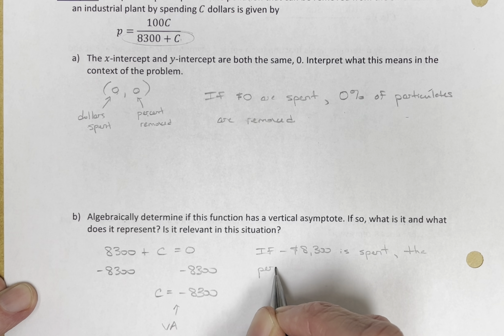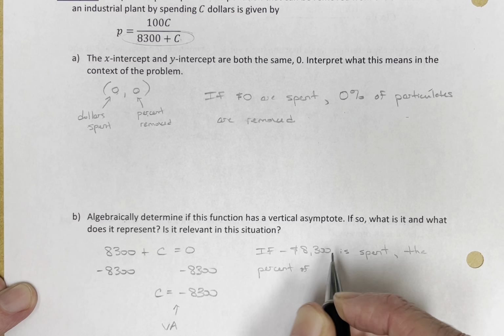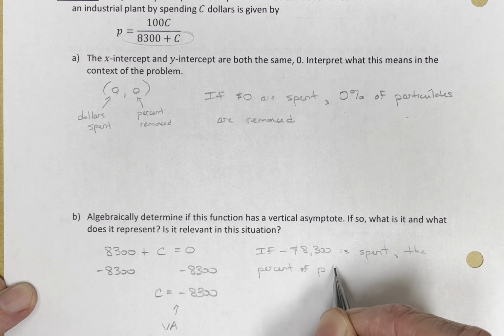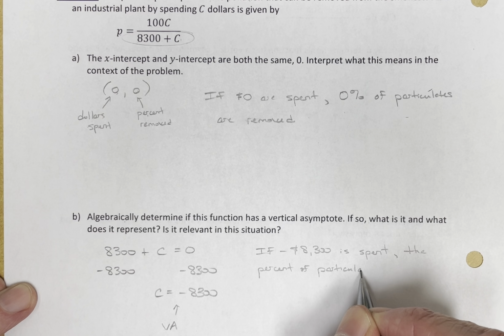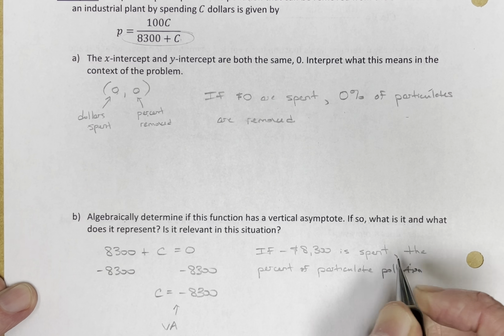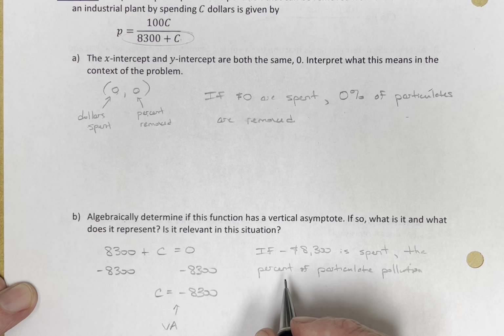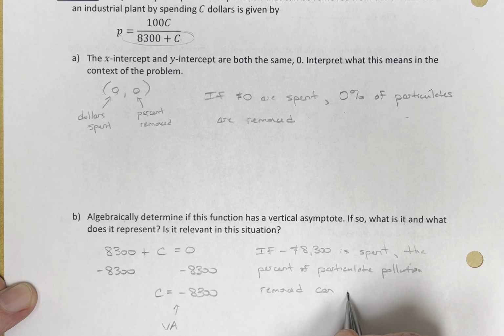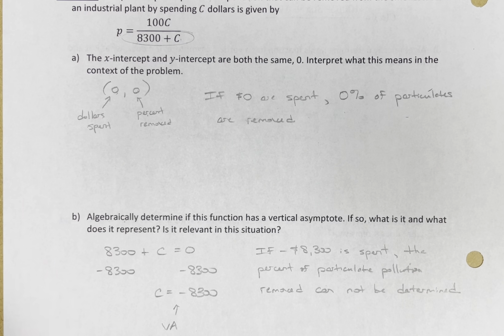the percent of particulate pollution that can be removed cannot be determined. It's a vertical asymptote. I can't determine the Y value.